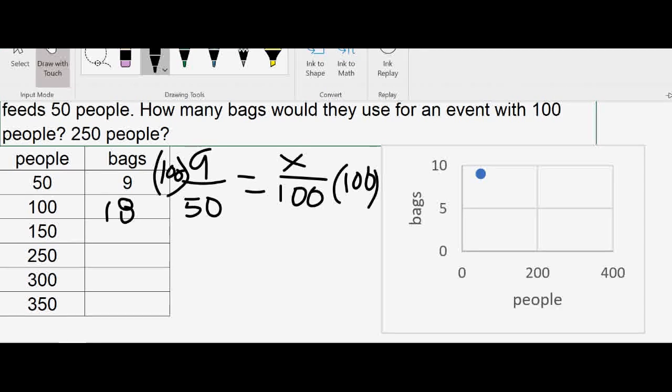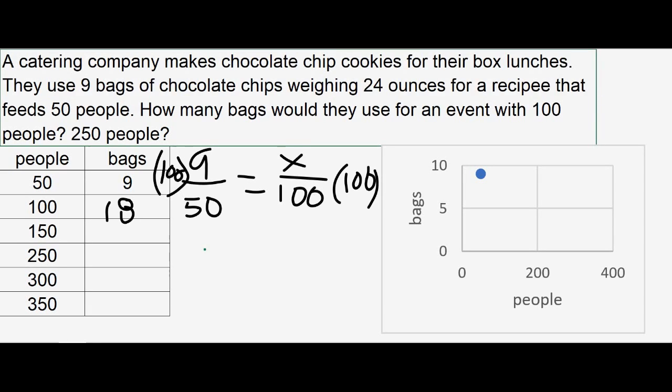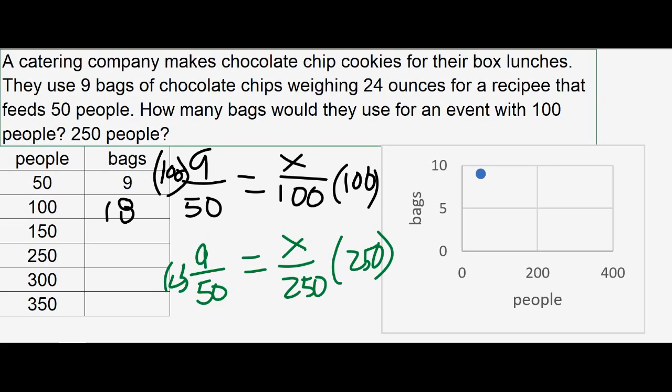To do 250, 9 divided by 50 equals x divided by 250. Multiply both sides by 250. That's 250, trust me. And we would end up with x being 45. 45 bags if they have 250 people.